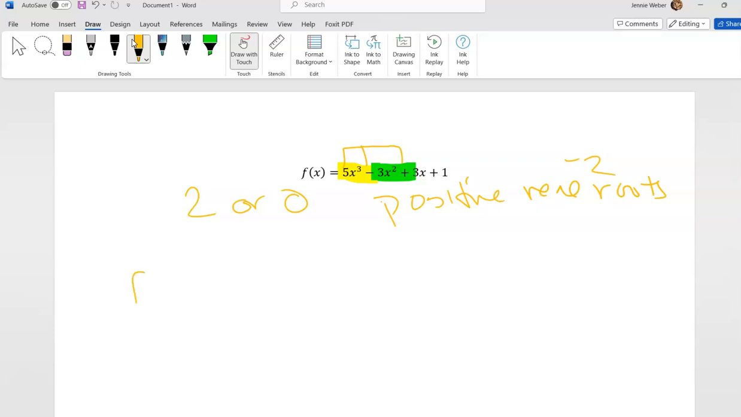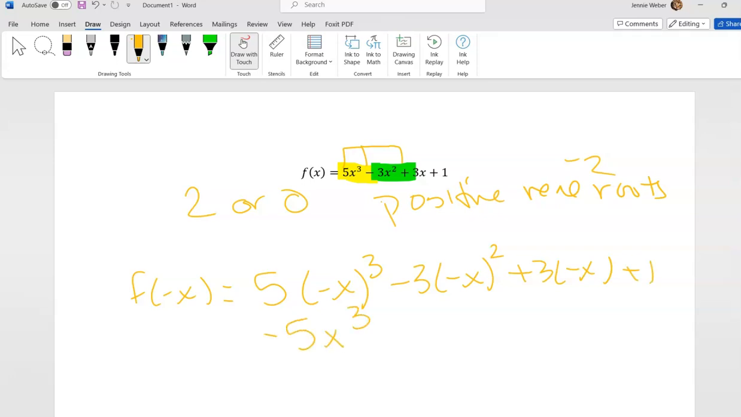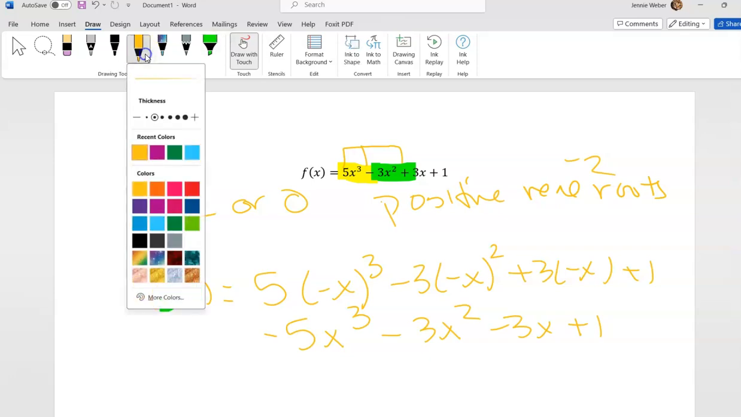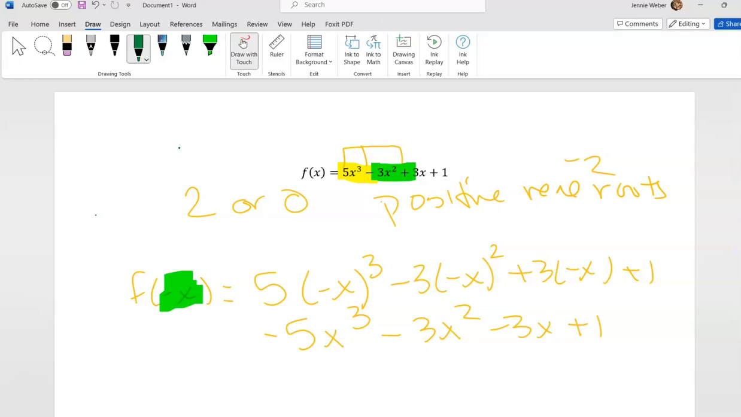Now to find the negative, I'm going to do f of negative x. And so every time I see an x, I'm going to put in negative x. Okay? I'm just substituting. Then I'm going to rewrite this. This is 5x to the third minus 3x squared minus 3x plus 1. So all I've done right now is I've substituted this negative x in and I've simplified through. And you probably remember if it's odd, the sign will change. If it's even, it won't because it cancels out.